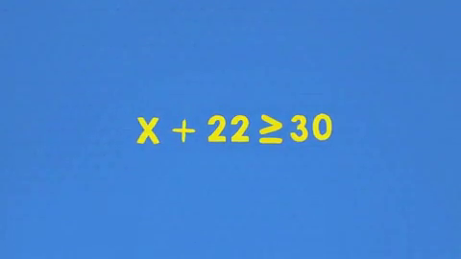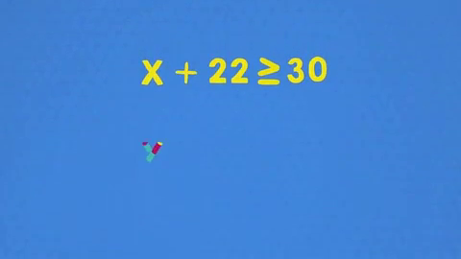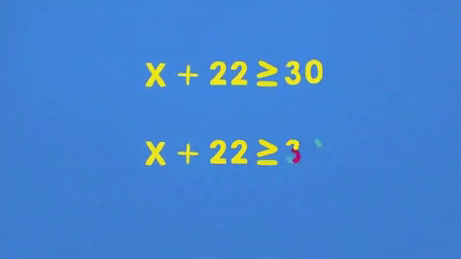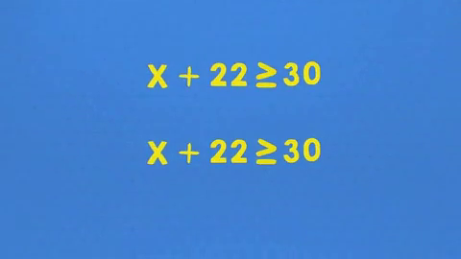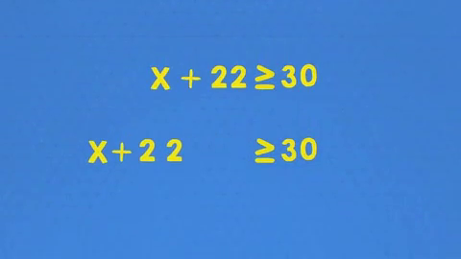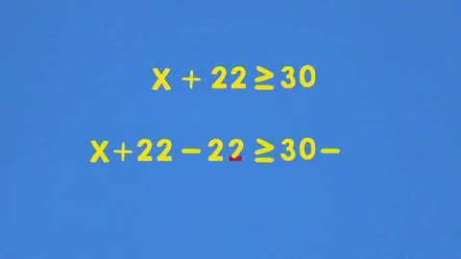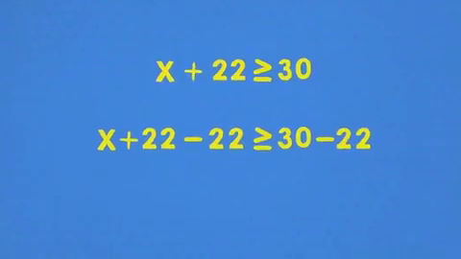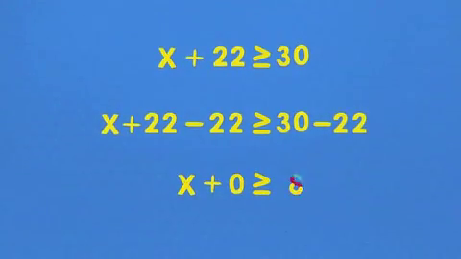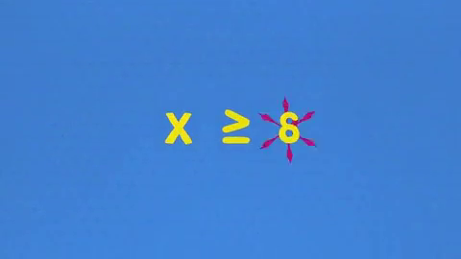Like equations, we first isolate x. Inequalities, also similar to equations, have similar subtraction properties. So, to isolate x, we subtract 22 from both sides. The result is x is greater than or equal to 8. Mona needs to sell 8 or more apples to succeed in her challenge.